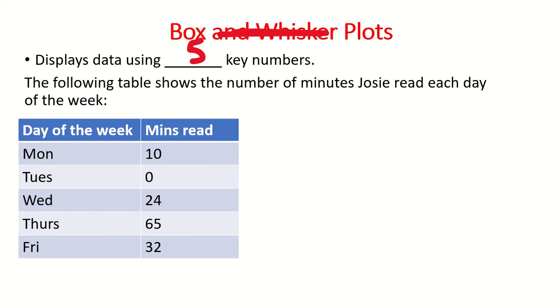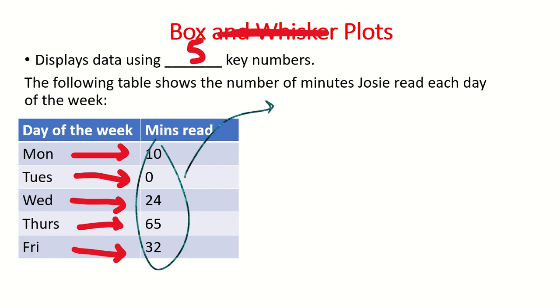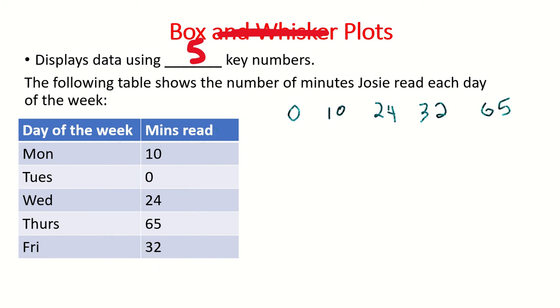So the following table shows the number of minutes Josie read each day of the week. Monday she read 10 minutes, Tuesday 0, Wednesday 24, Thursday 65, Friday 32. What I want you to do first is to take all those numbers, pull them out, and put them in order. Okay, so 0 first, then 10, then 24, 32, what am I missing? And 65. Okay, pull them out and put them in order. We want them in order. It makes things much easier.